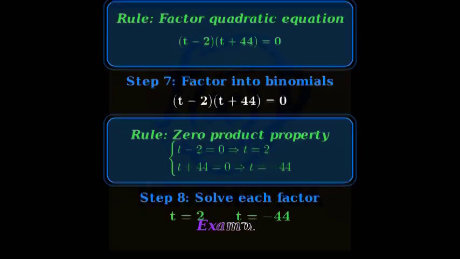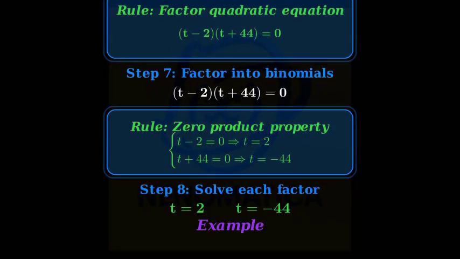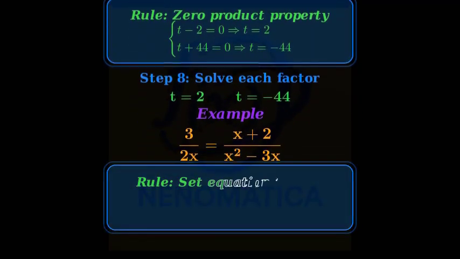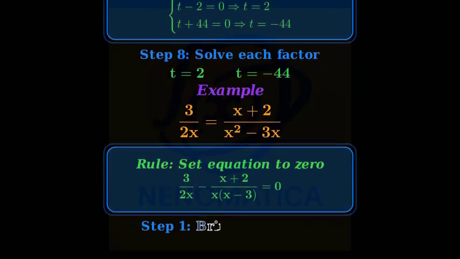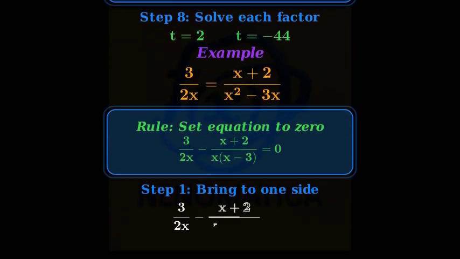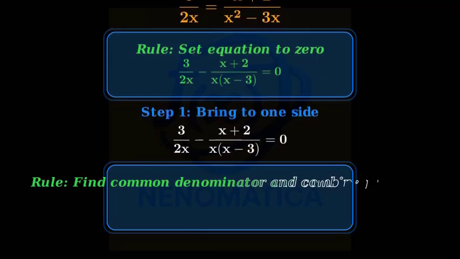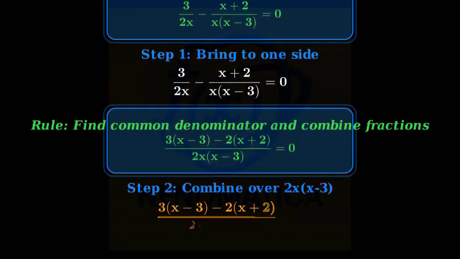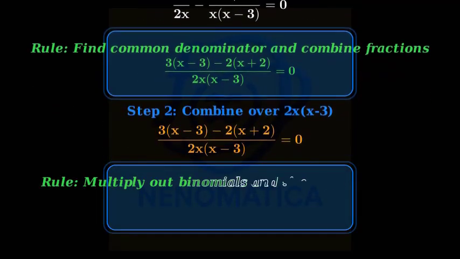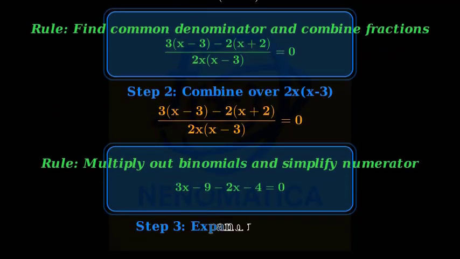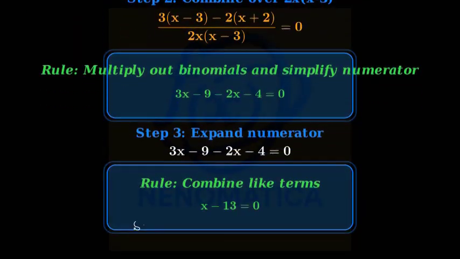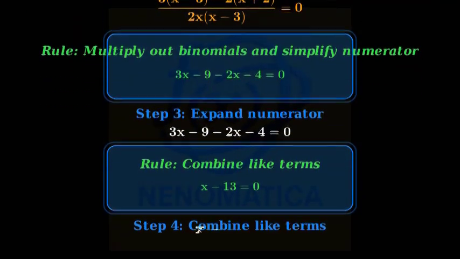Second example. Problem statement. Solve 3 over 2x equals x plus 2 over x squared minus 3x. Step 1. Move all terms to one side to set the equation to 0. Step 2. Use the common denominator 2x times x minus 3 to combine the fractions. Step 3. Expand the numerator and simplify. Step 4. Combine like terms to get a simple linear equation. Step 5. Solve the linear equation for x.